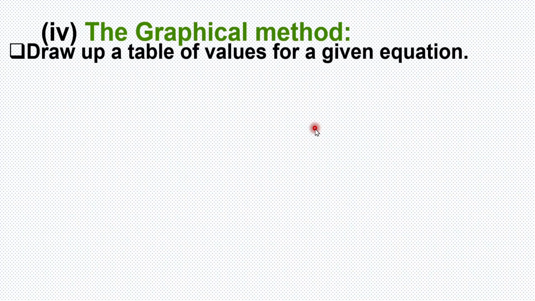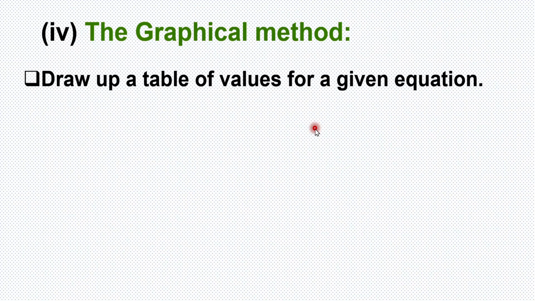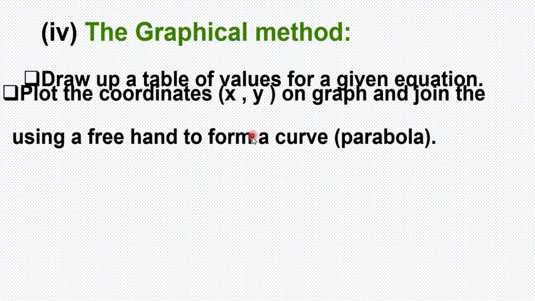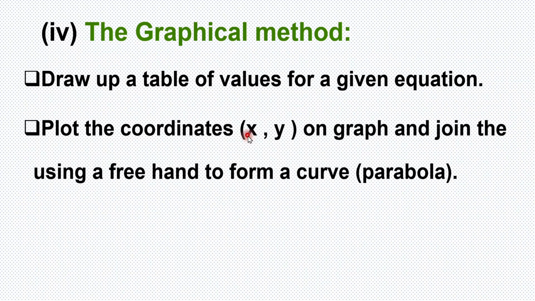Let's now jump over to the fourth and last method of solving a quadratic equation, and we are saying this is the graphical method. Under this graphical method, we draw a table of values, some values which can easily be plotted for a given quadratic equation. Thereafter, we find the points, which are the coordinates to be plotted, in xy form, and we plot them on the graph.